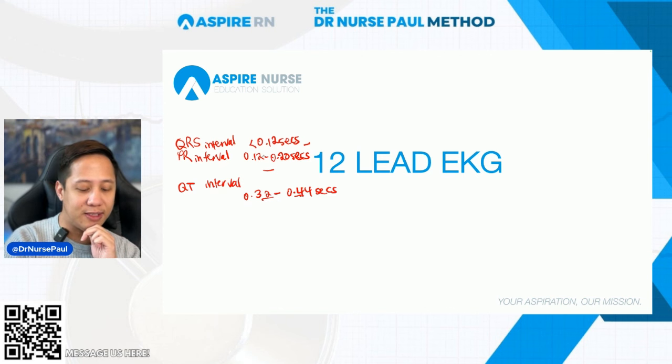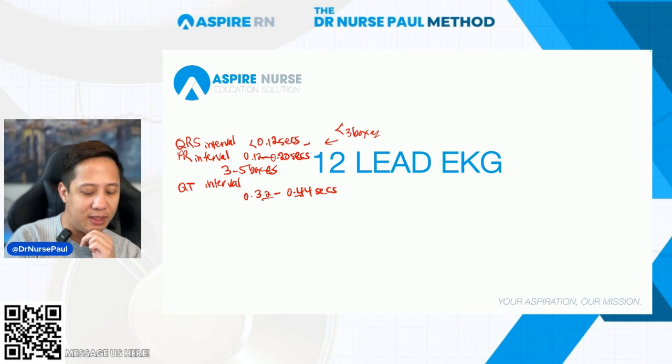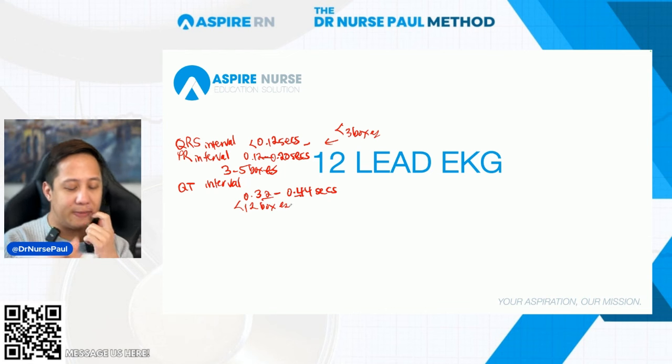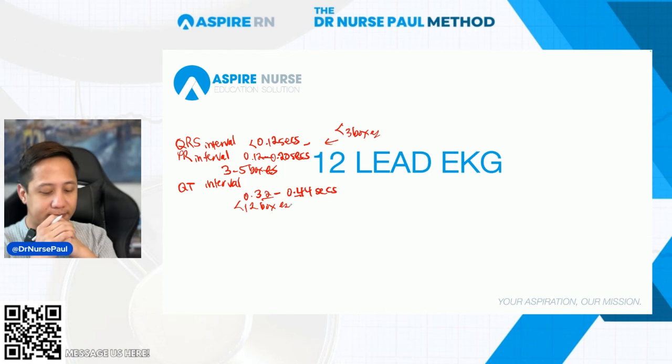Such that QRS interval should be less than 3 boxes. PR interval should be between 3 to 5 boxes. And QT interval should be between 8 to 10. It's actually less than 12 boxes. All right. So less than 12 boxes. All right. So that's it.